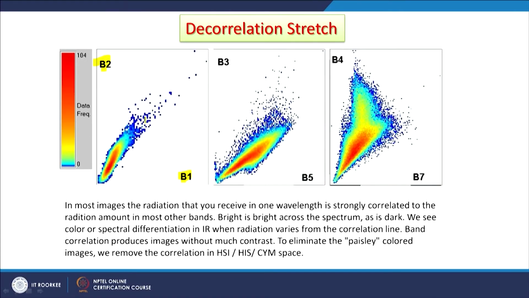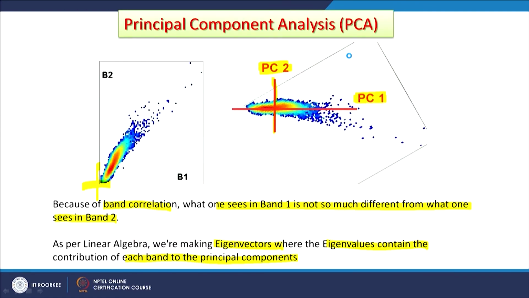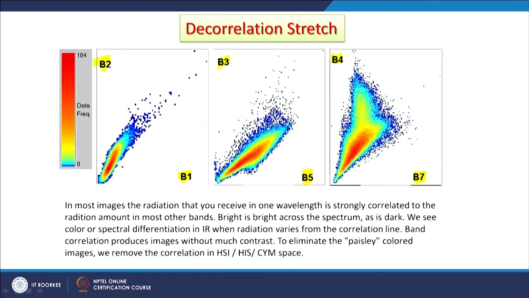Here is the same example: band 1 and band 2 are highly correlated bands, and in the case of band 3 and band 5 there is less correlation. When we go for band 7 and band 4 of Landsat TM, we see that less correlation exists. So what is done basically in decorrelation, I will explain here: the stretches are made in both the components. Here no stretches are made in these output images, and we can linearly stretch these components and do the decorrelation stretch. That is why we are decorrelating.